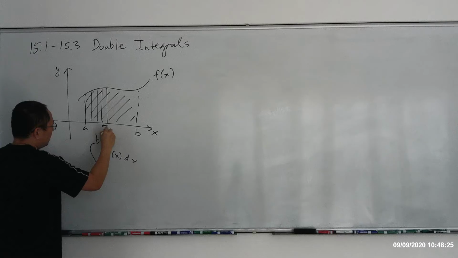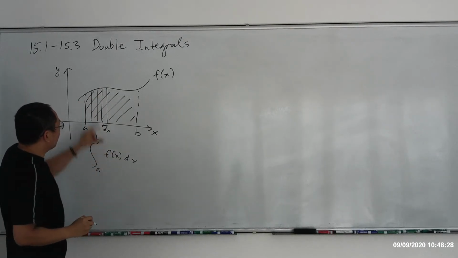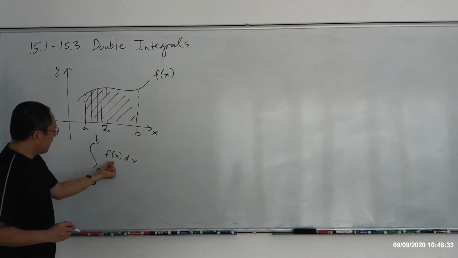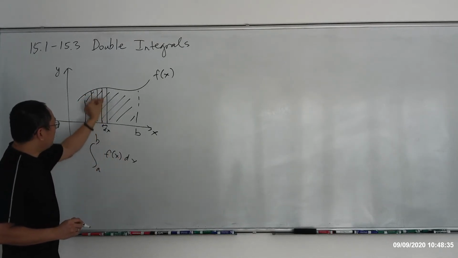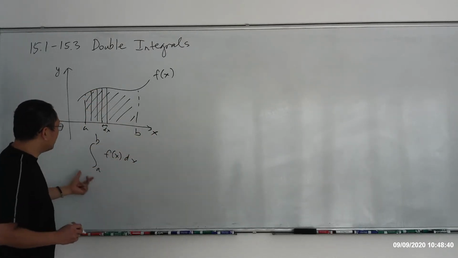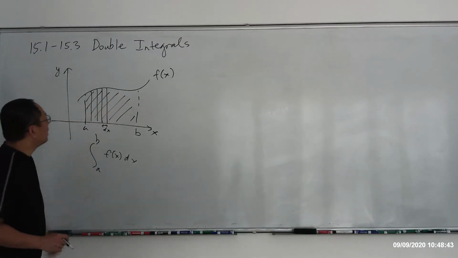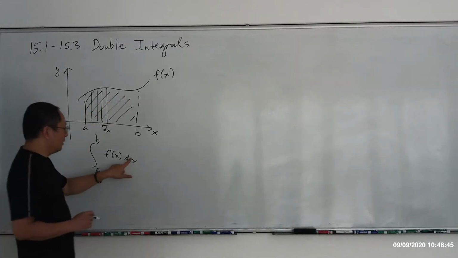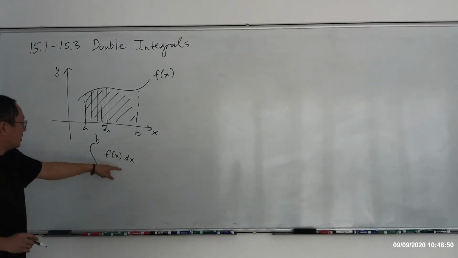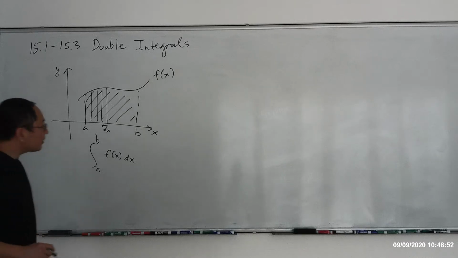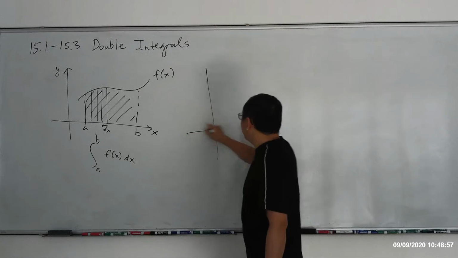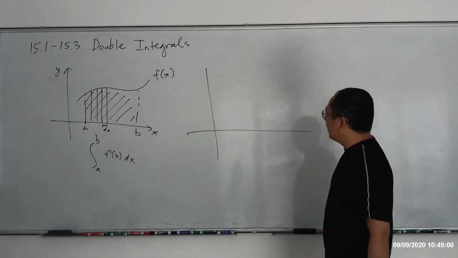This is dx, and f of x is the height, dx is the width. So you take the height times the width, and you have the area of a single little tiny column. You add all the areas together, and you have the entire area for the whole region. This is pretty much how we define the definite integral of f of x dx from a to b. Now we're going to carry the same idea into Calc 3. Instead of a single integral, now we've got a double integral.